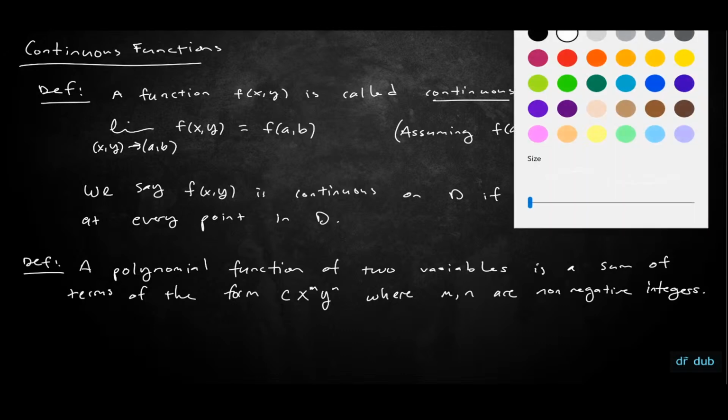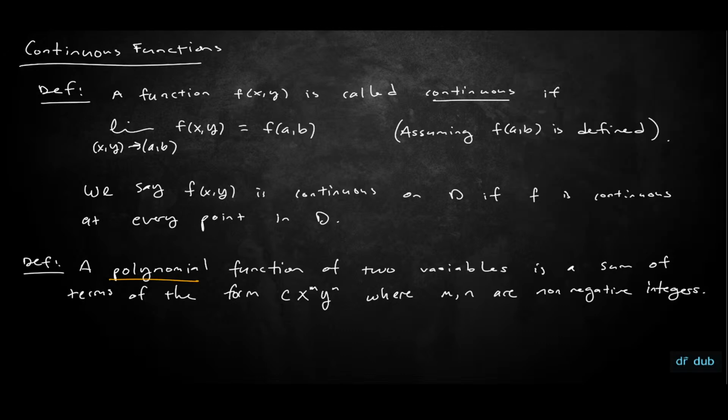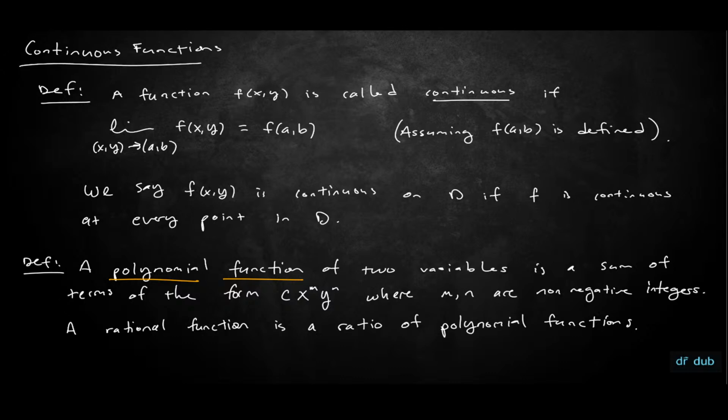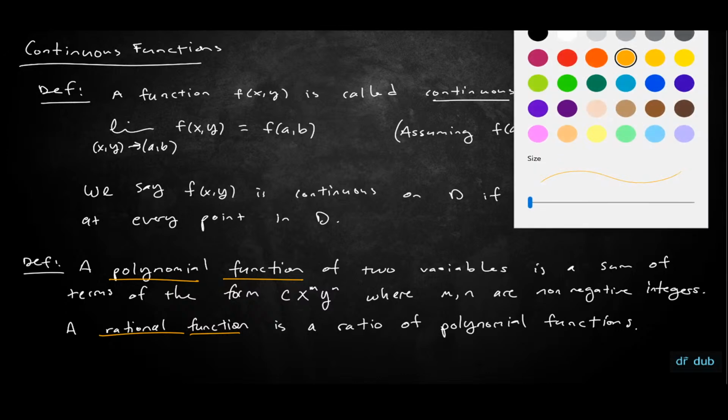So that's what we call a polynomial function. And then a rational function is a ratio of polynomial functions. And you can probably get a good idea of what those look like already. I'll just throw some out here.